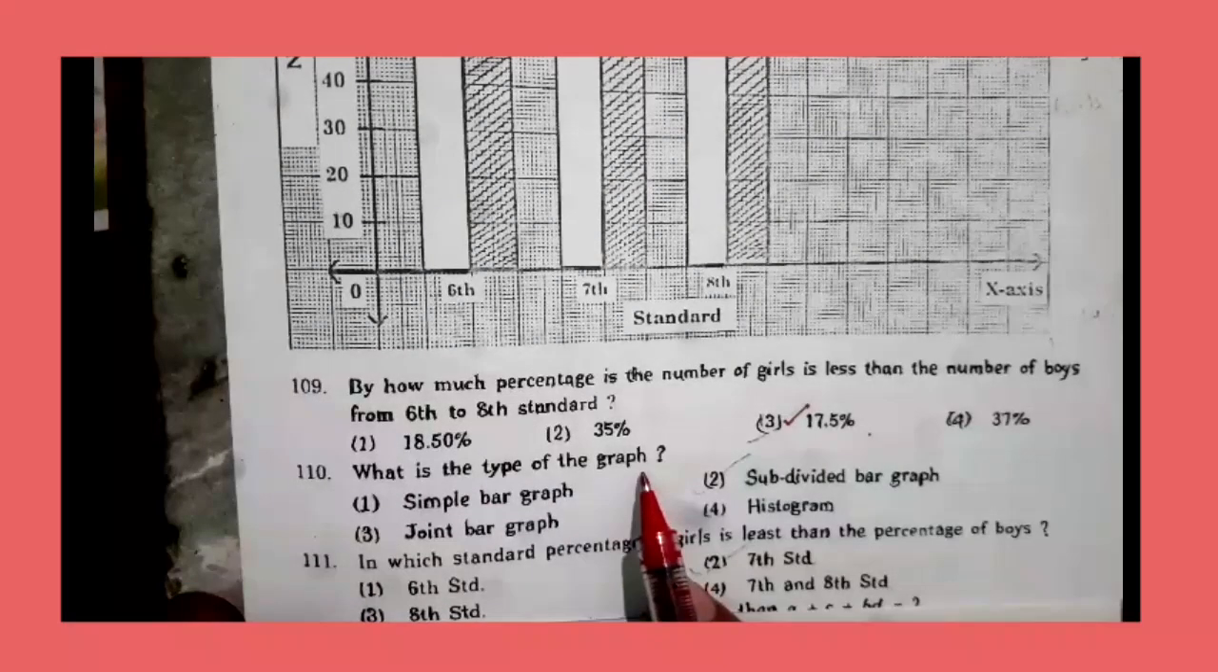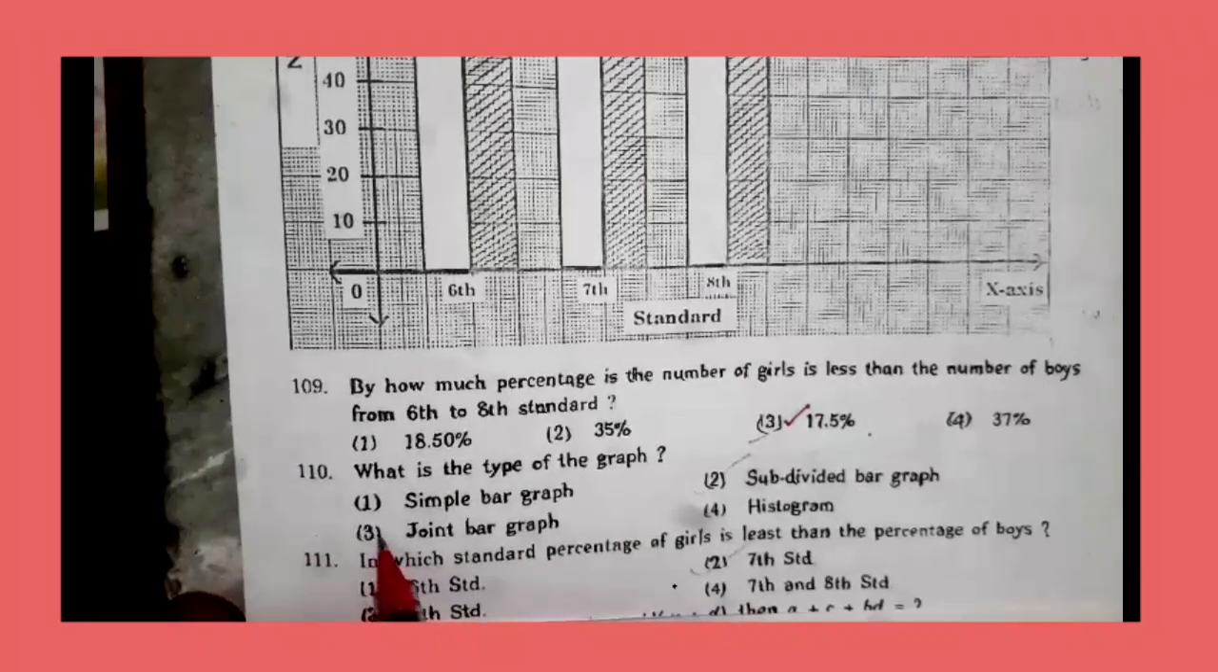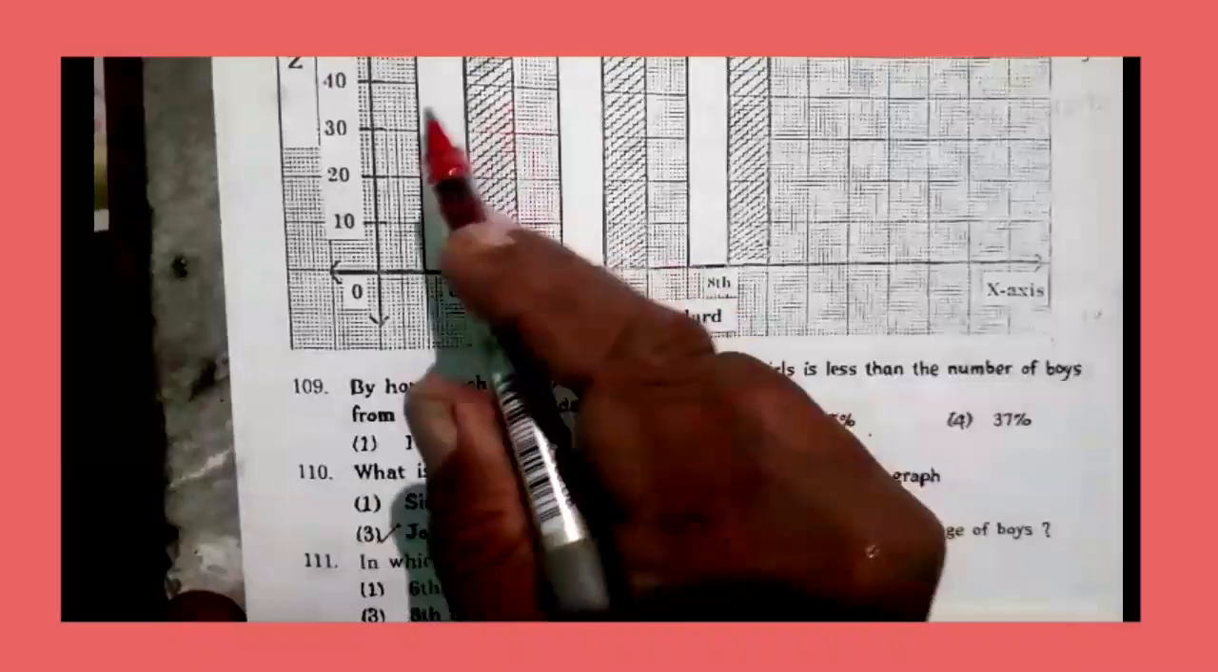What is the type of graph? Joint bar graph. This is joint.